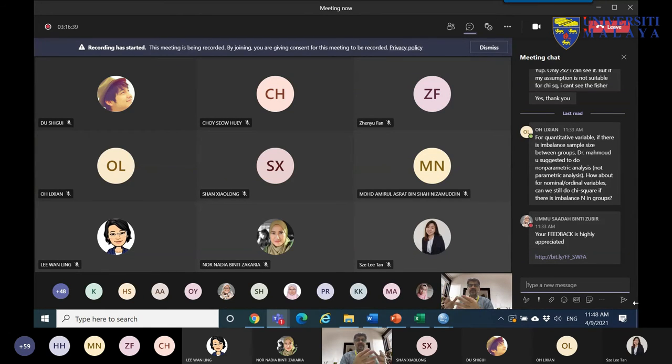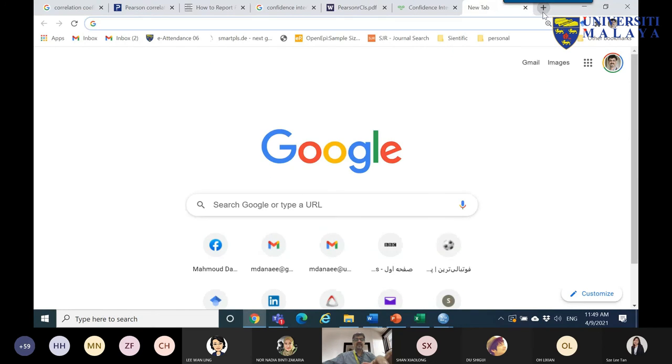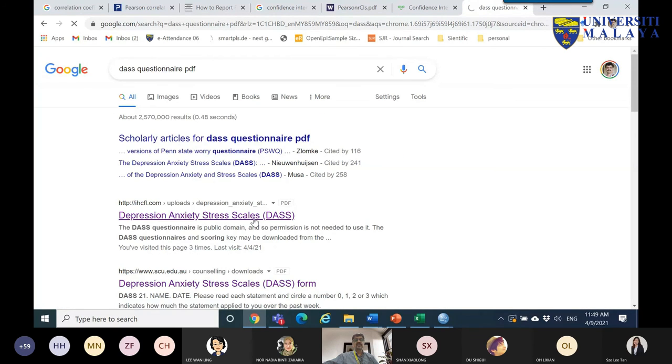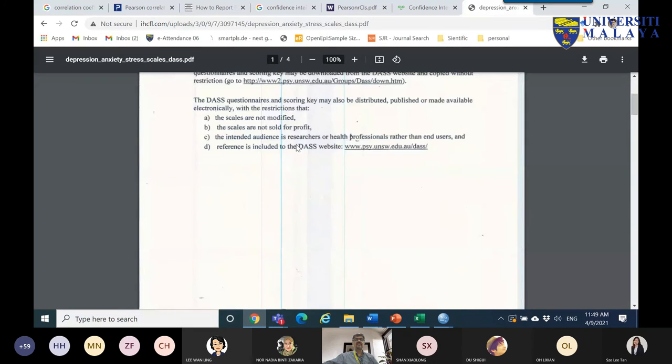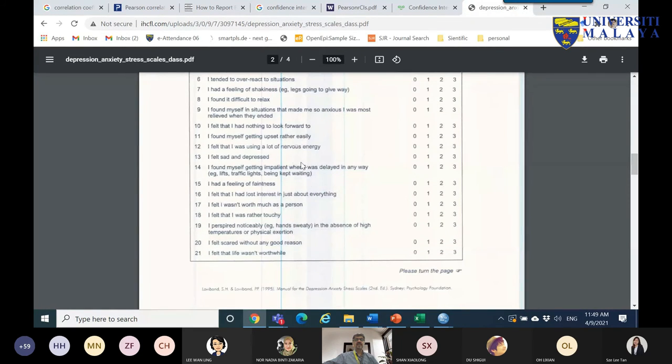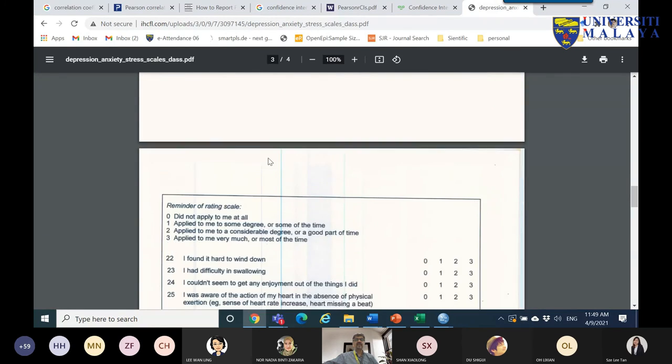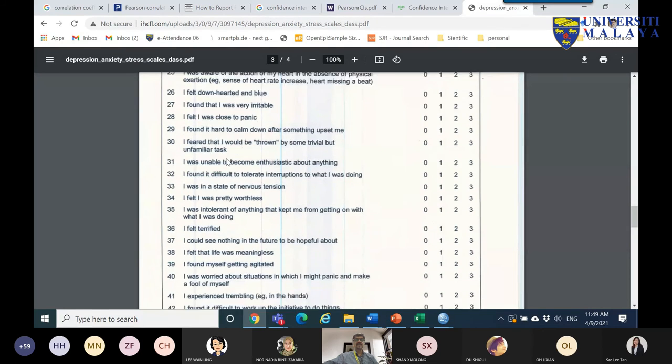For example, I'm sure that some of you may have faced questionnaires that measure each domain by identifying several items. For example, the DAS questionnaire. Let me show you the DAS questionnaire. I think we talked about it before. So this is the DAS questionnaire. It includes 27 items, right? But some of these items are related to depression, some of them are related to anxiety, and some of them to stress. Let me open the other one.